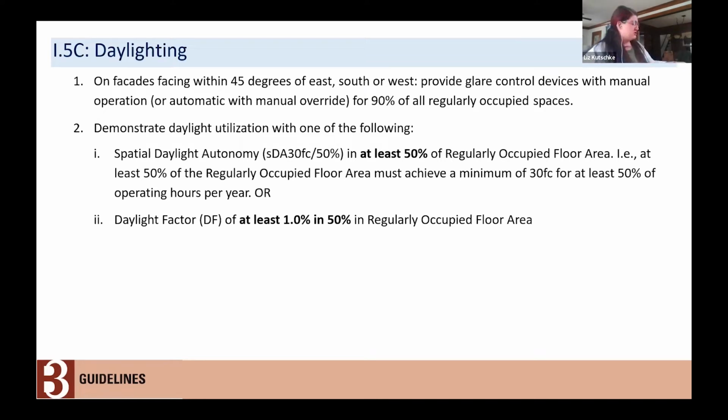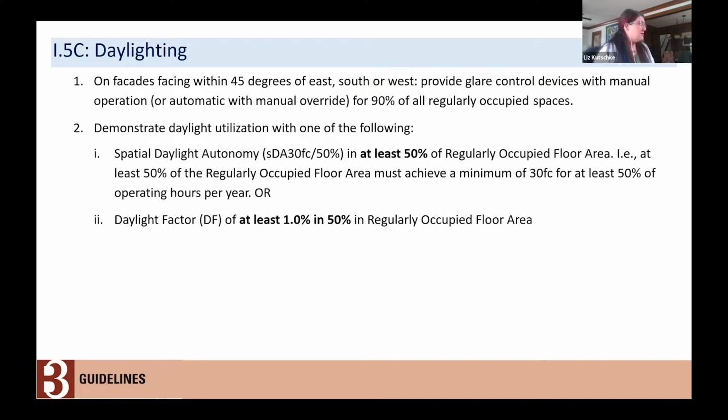And so, as I mentioned, we are still maintaining the requirement for glare control devices on facades facing within 45 degrees of east, south, or west, either automatic with manual operation or automatic with manual override for 90% of all occupied spaces. And this again goes back to visual comfort, maintaining appropriate light levels, and the time shifting nature of light.